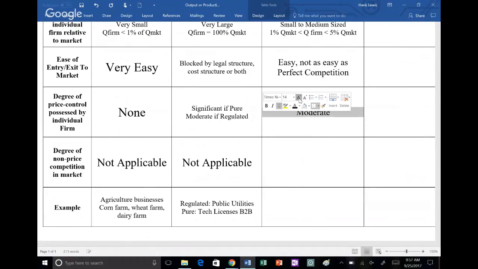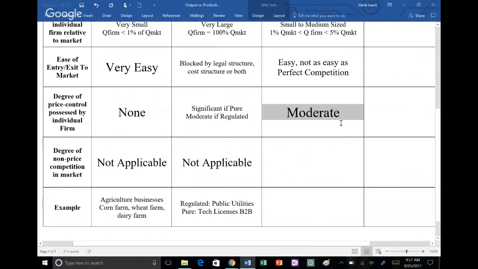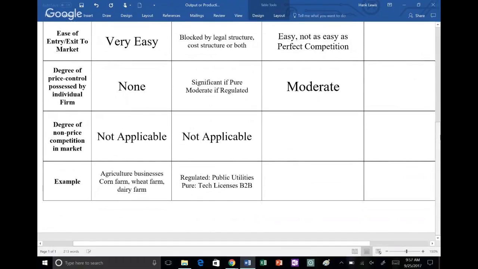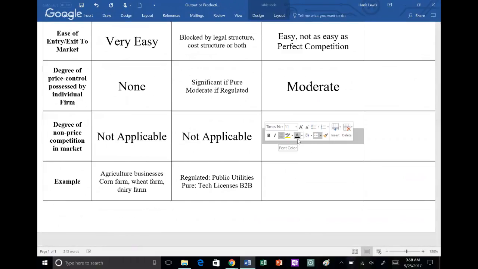They have some because the product is differentiated. If it was standardized, they'd have none. But having some way to distinguish your output from another, maybe a specialized audience or a specialized group of customers, or maybe you sell only to one particular area, that's going to give you some price control.